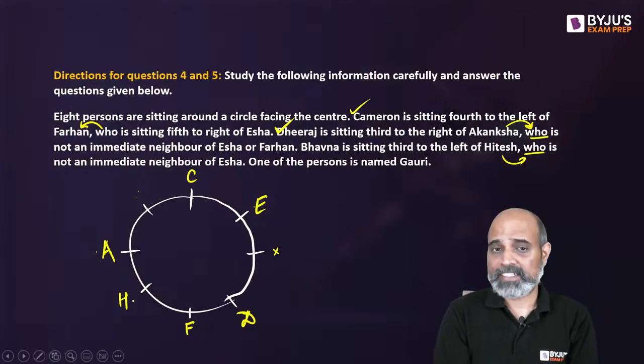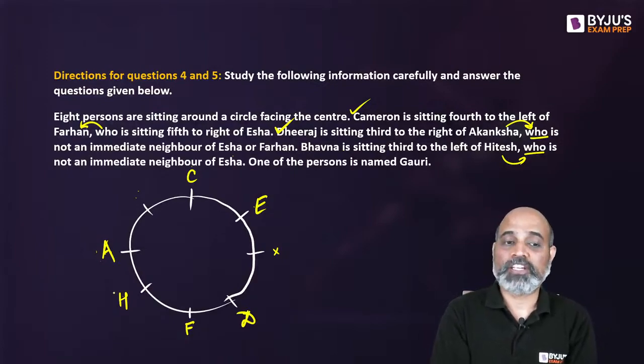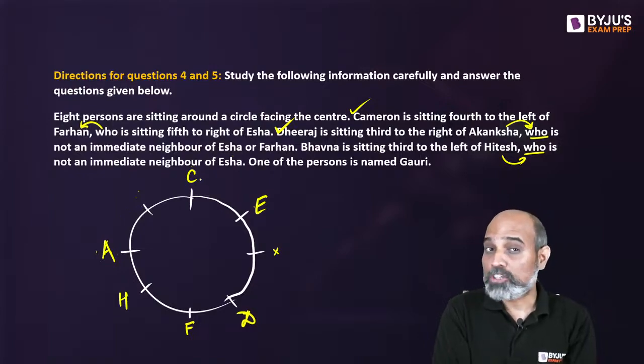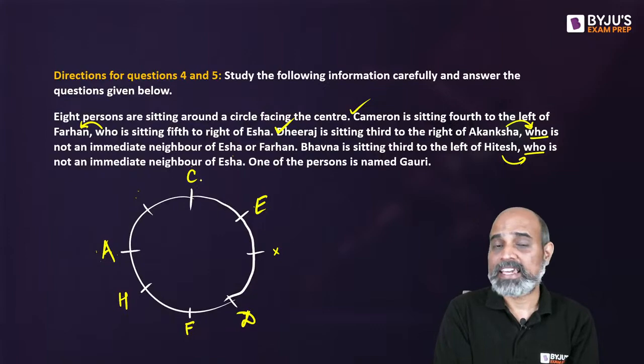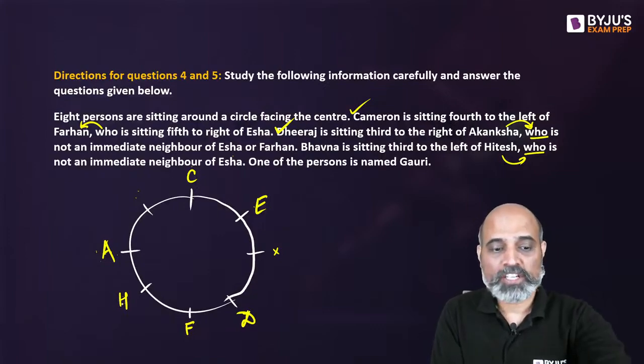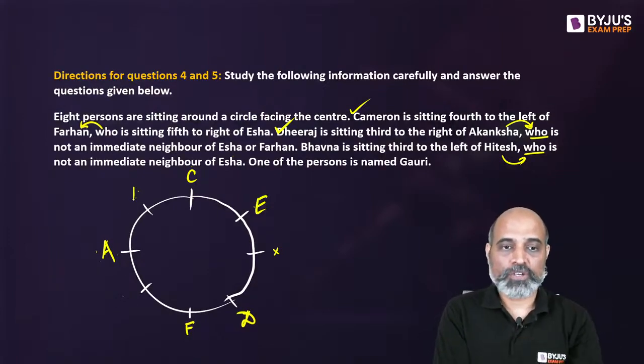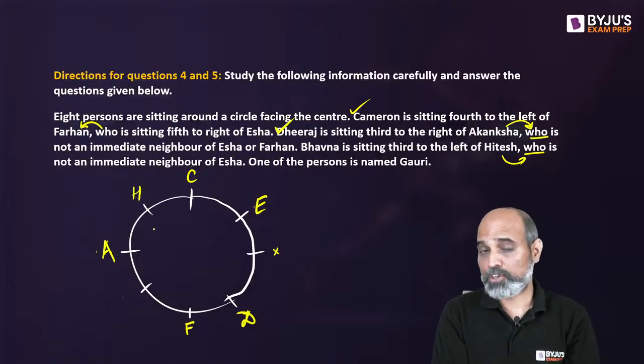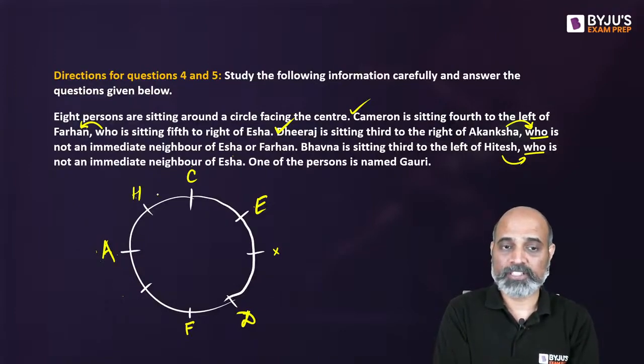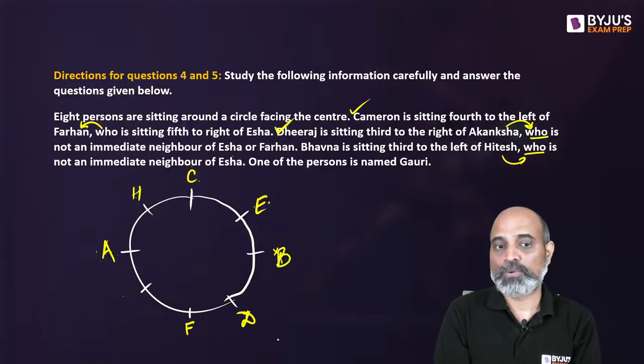Suppose Hitesh sits here. If Hitesh sits there, then Bhavna is sitting third to the left of Hitesh. First left, second left, third left of Hitesh is occupied already by C, right? So Hitesh can't be seated over here. So Hitesh goes to the leftover position, the last place for Hitesh. Then Hitesh's first left, second left, and third left is going to be this place adjacent to E. So this is where Bhavna will go and sit, right?